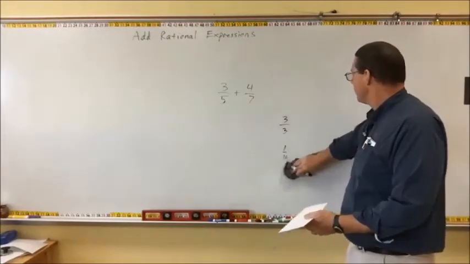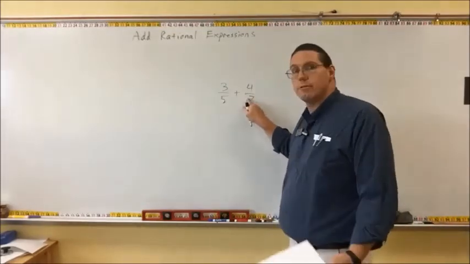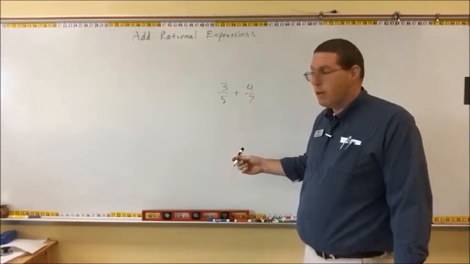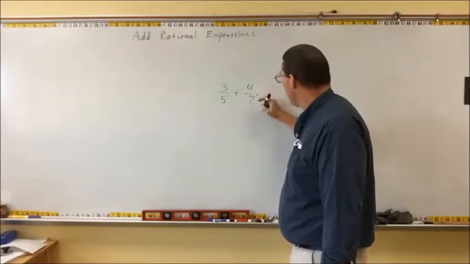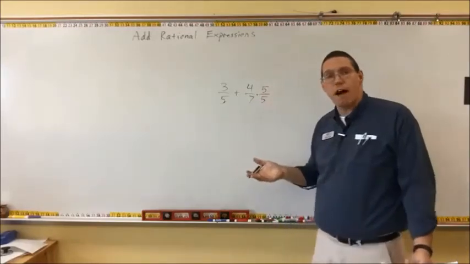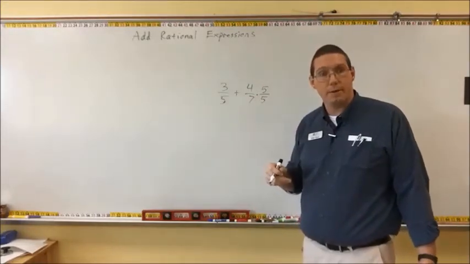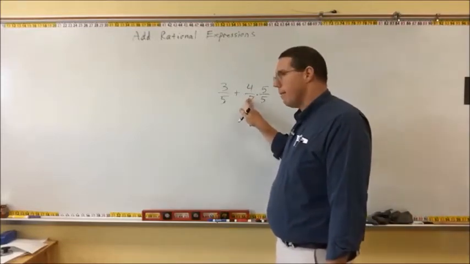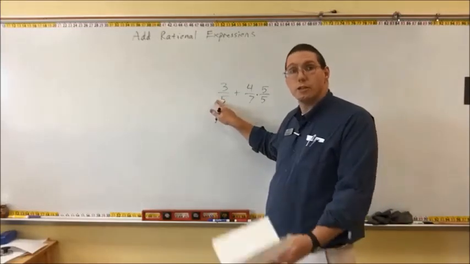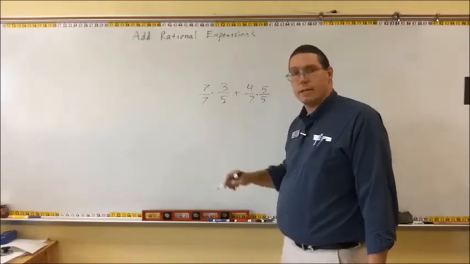So, here's the thing. This denominator has a 5, and this denominator doesn't have a 5. So this denominator needs a 5. So what we're going to do is multiply by 5 over 5, because 5 over 5 is equal to 1, and we need to introduce a 5 to this denominator. Now, this denominator has a 7, and this denominator does not have a 7. So we want to introduce a 7, so we're going to multiply by 7 over 7.